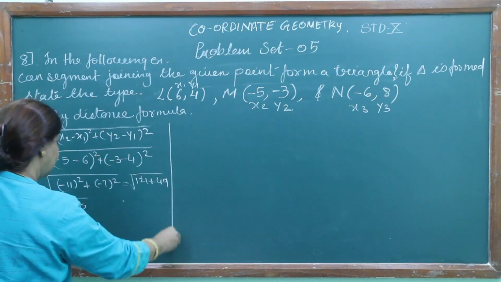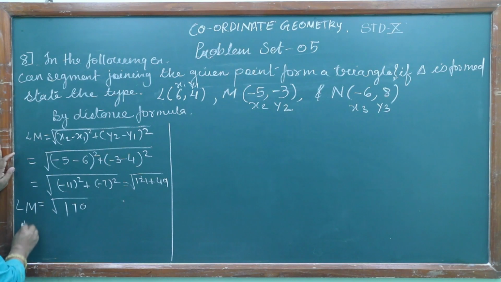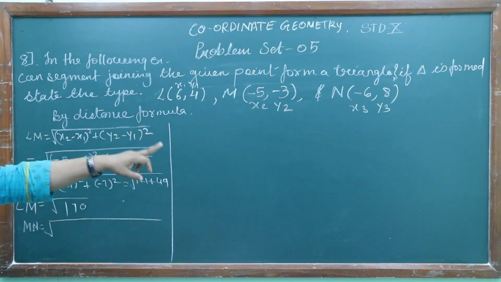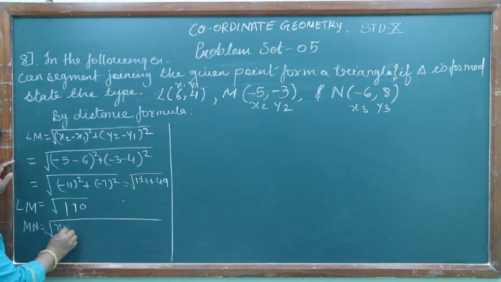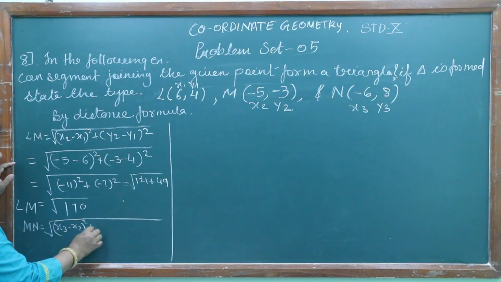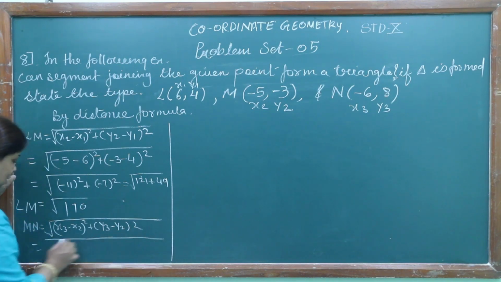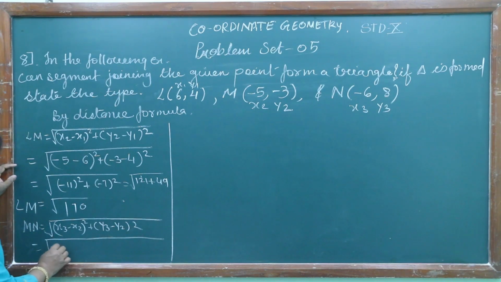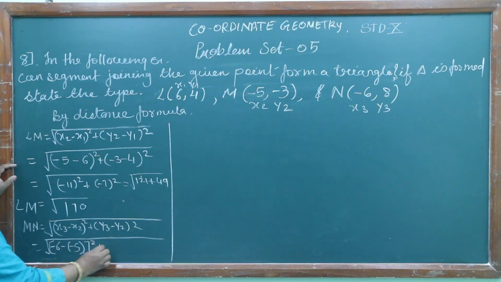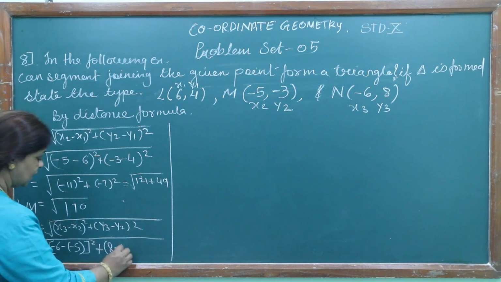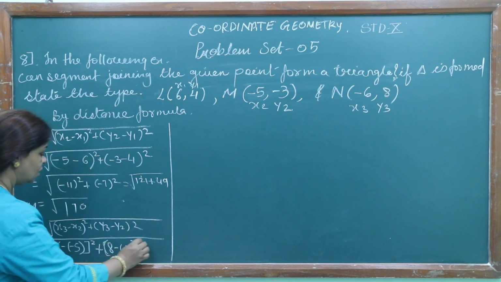Let us find MN. Let me use the distance formula here only. Now which points am I dealing with? M and N. x3 minus x2, children. Now x3 minus x2 the whole square plus y3 minus y2 the whole square. Now place the values: x3 is minus 6 minus x2, in the square bracket, the whole square, plus y3, y3 is 8 minus y2, that is minus 3, the whole square.